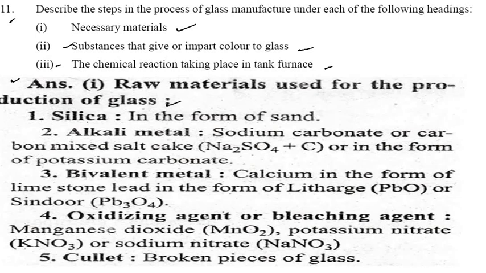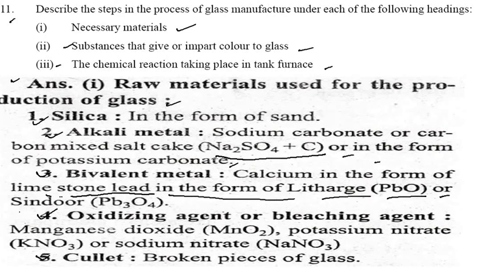Raw materials used for the production of glass: first one is silica, second is alkali metals, third is bivalent metals, fourth is the oxidizing agent or bleaching agent, and the fifth is cullets. So first, silica in the form of sand. Alkaline metal, that is sodium carbonate, or sodium sulfate mixed with carbon, or in the form of potassium carbonate. Now bivalent metals, that is calcium in the form of limestone, lead in the form of litharge, that is PbO, and sindoor, the red lead, Pb3O4.